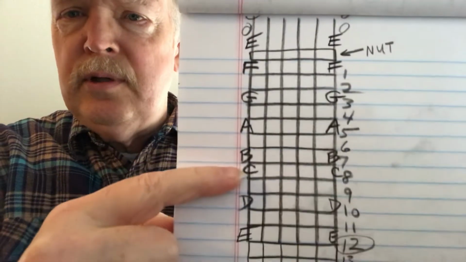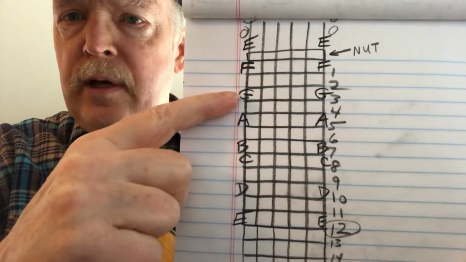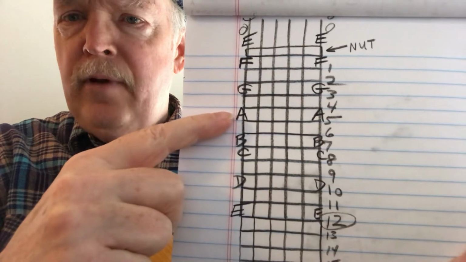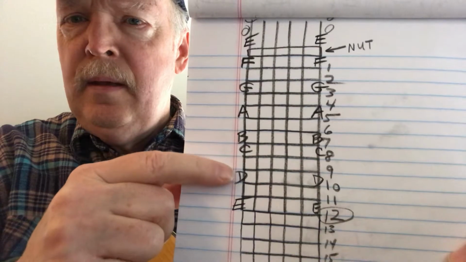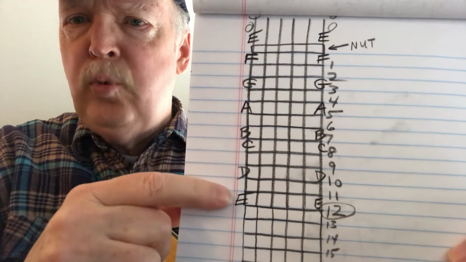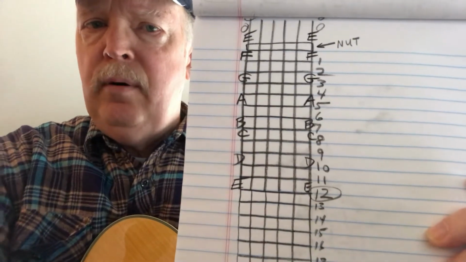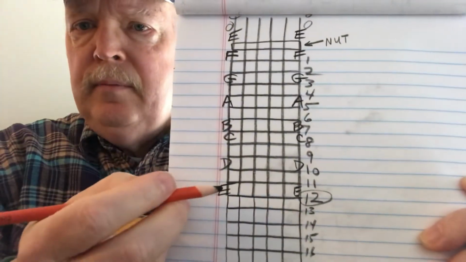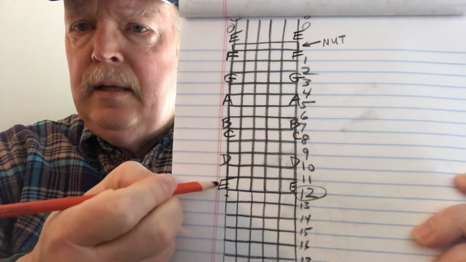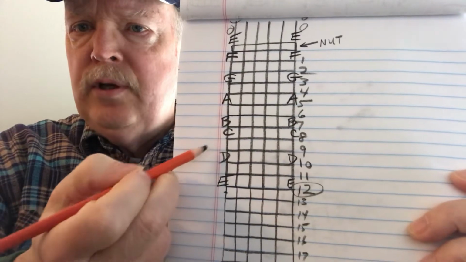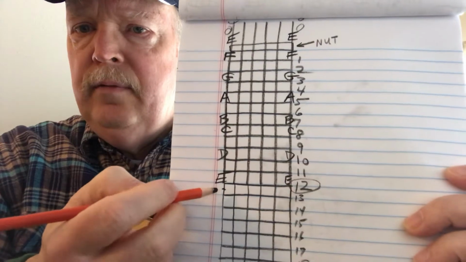Let me get this closer to you because I just realized you probably can't see it. Open E, first fret F, third fret G, fifth fret A, seventh fret is B, eighth fret is C, 10th fret is D, and the 12th fret is E. Okay? Now if we kept going, 12th fret is E, right? Well, your F would be right here. Okay, and again, there's nothing between E and F. So there's nothing between B and C, and there's nothing between E and F.